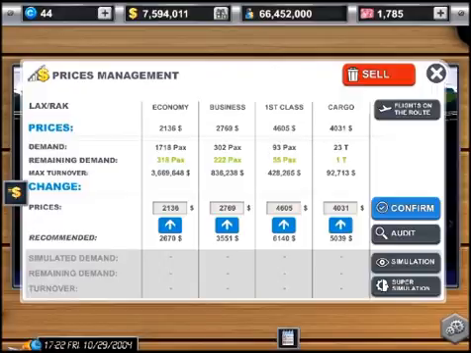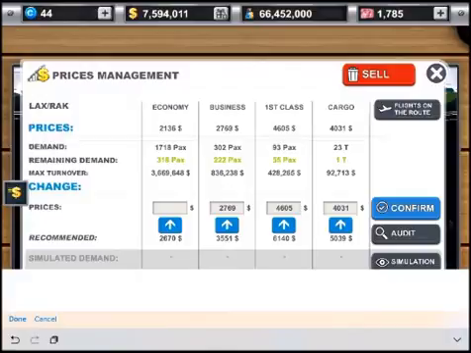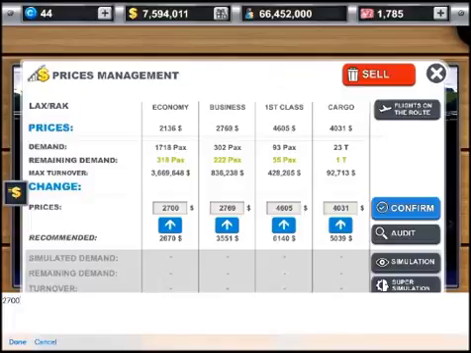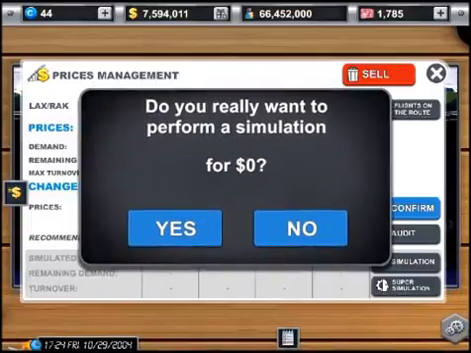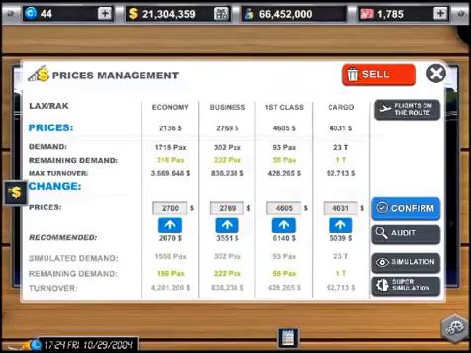Now, to change prices is really simple, actually. You just select the box, and they're recommending 2,670. I bet we can actually go a little higher than that, so let's just test it out. I'll type in 2,700, and then all you got to do is hit simulation, and my simulations are always free. I don't know exactly why, but they're free. If I run that simulation, it's telling me that the new demand, if I raise the prices to 2,700, would be 1,556 passengers, and so we have much less excess demand.